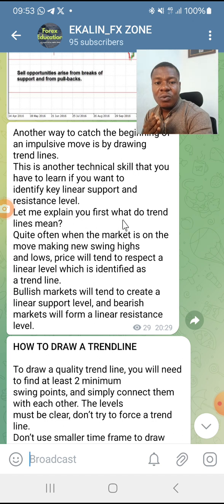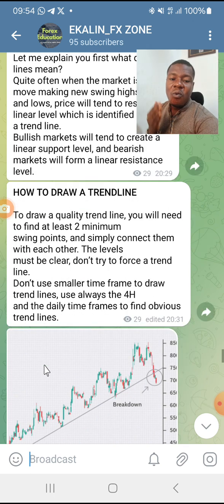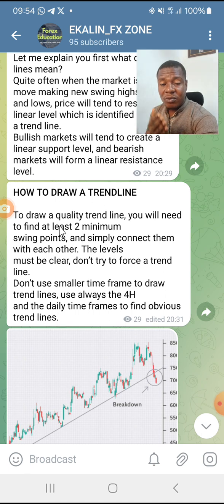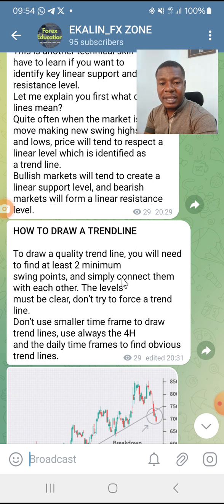You first, quite often, when the market is on the move, making new swing highs and lows, price will tend to respect a linear level, which is identified by a trend line. A bullish market will tend to create a linear support level, and a bearish market will form a linear resistance level. What is the meaning of what we just read? That is what we want to look at. I'll explain and break it down for you.